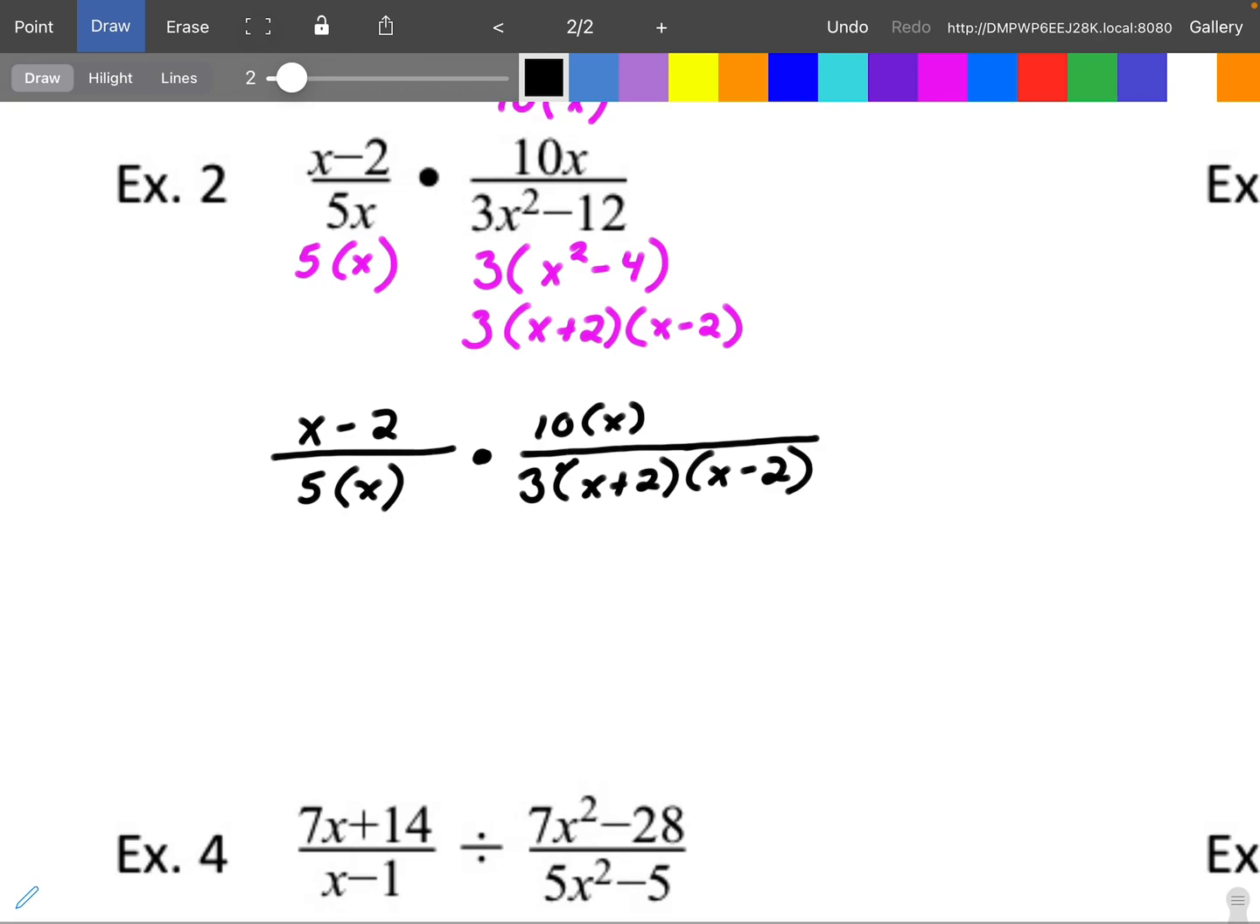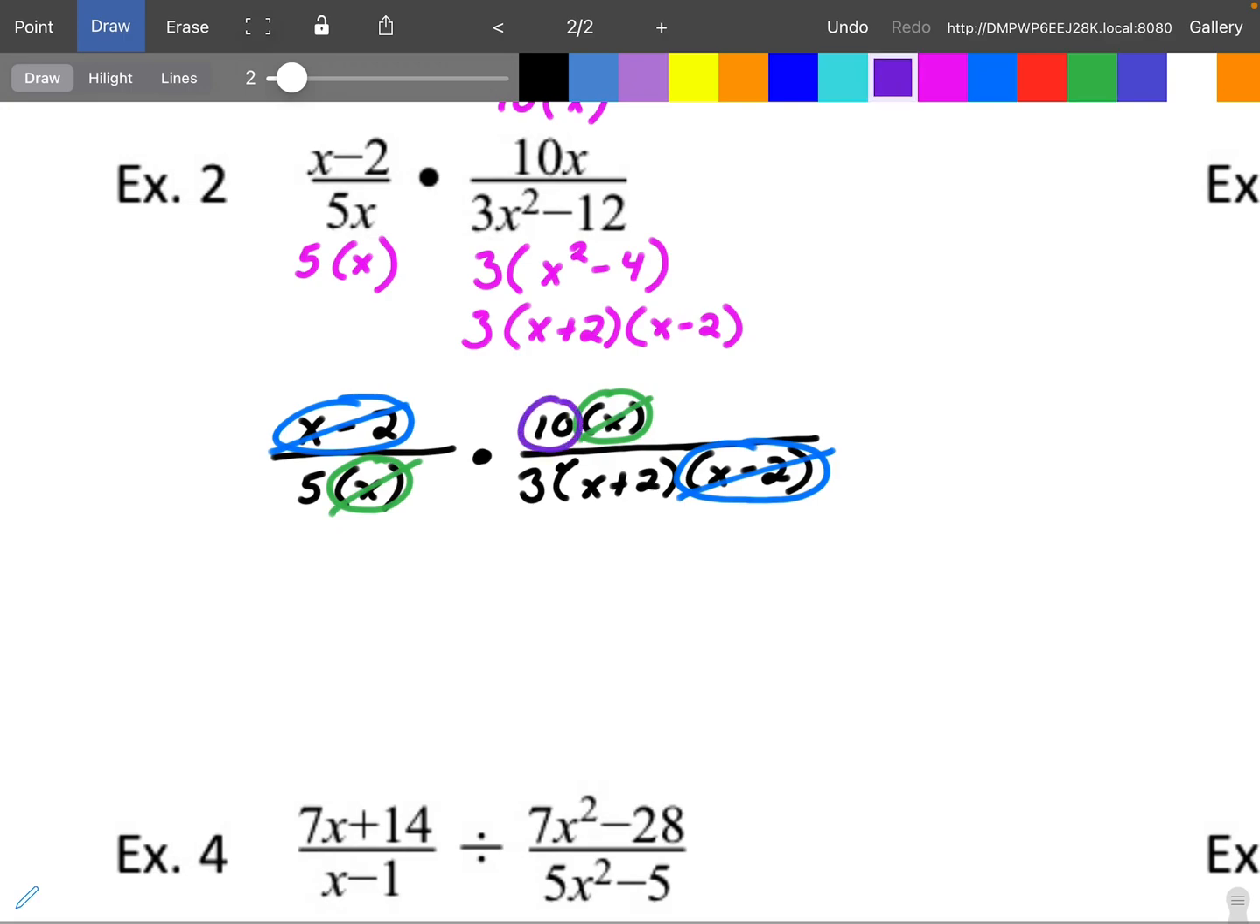Now we want to look for common things that we can cancel out or divide out to get 1. So I see that I have an x plus 2 on top. I have an x minus 2 on top and x minus 2 on bottom, which means those divided out would give me 1, so they're gone. I also see that I have an x on the top and an x on the bottom, so those divided out would give me 1, which means they're gone.